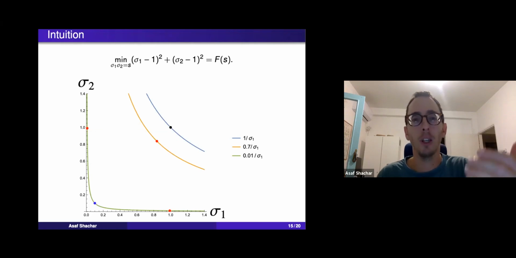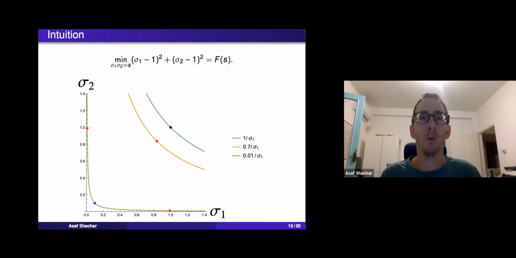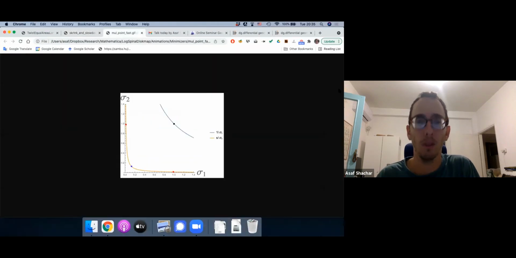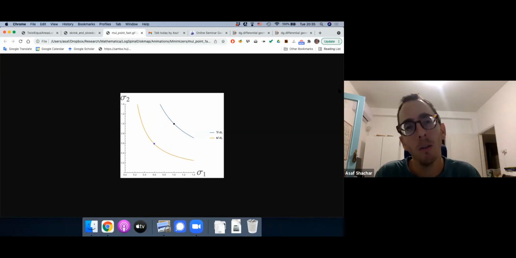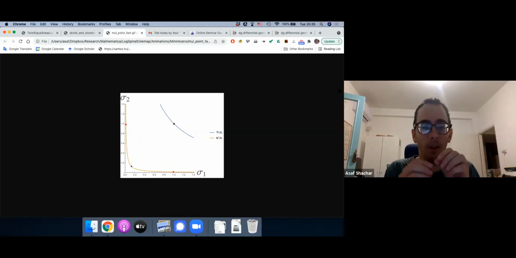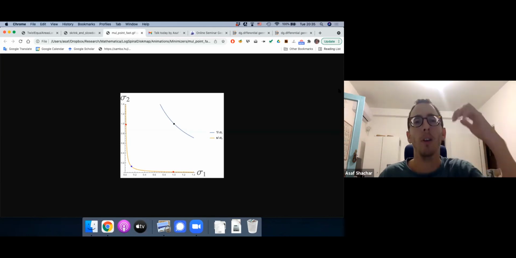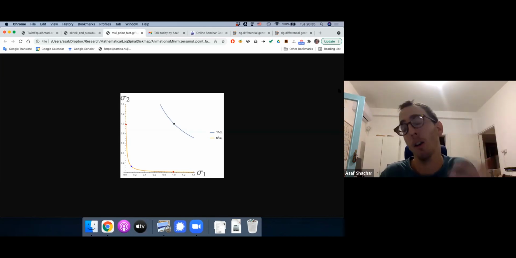So when S is sufficiently close to 1, then indeed the uniform load is optimal. But in the limiting case, when S gets very close to 0, it's not. And you can see this here in this animation. What happens here is that we started with s equals 1, and the closest point on the graph is uniform, and at some point it gets split.